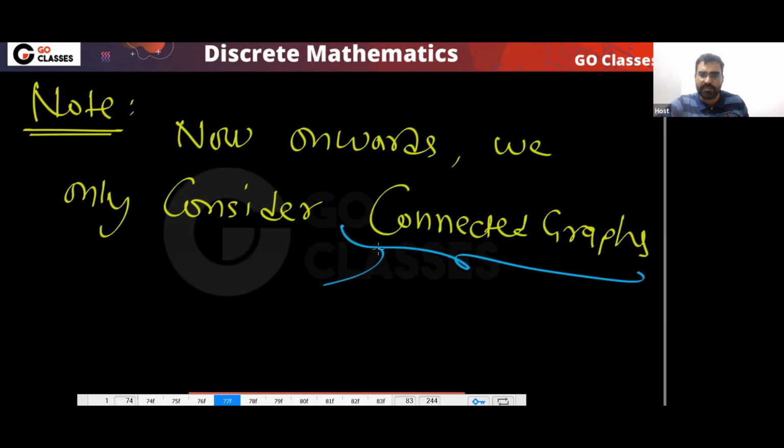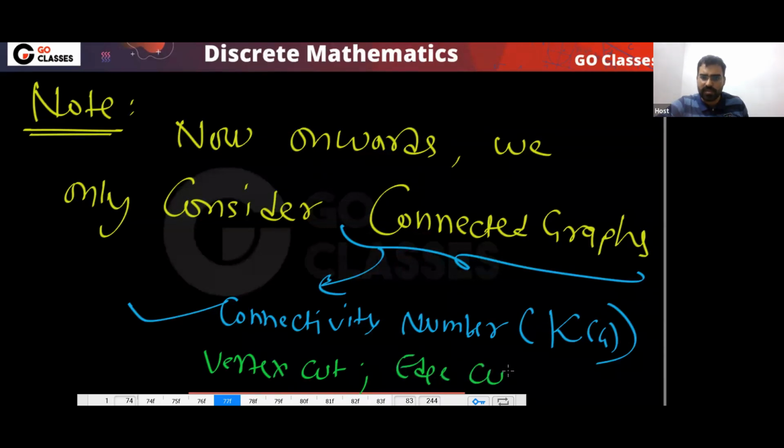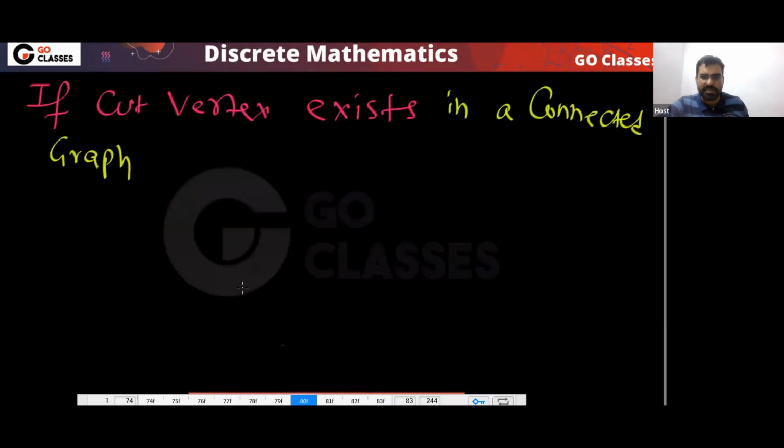Remember, only for connected graphs we have these numbers, like the connectivity number. This connectivity number, kappa, is defined only for connected graphs. Also this vertex cut, also this edge cut, these concepts are defined for connected graphs only. Now I am asking, if a cut vertex, an articulation point, exists in a connected graph, then what can you say about kappa?